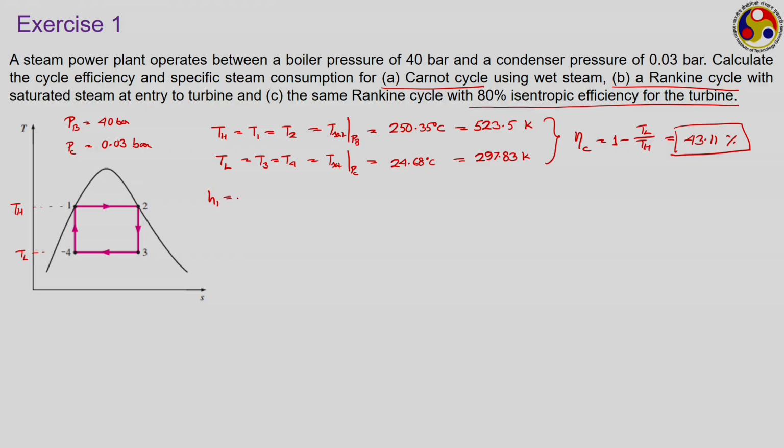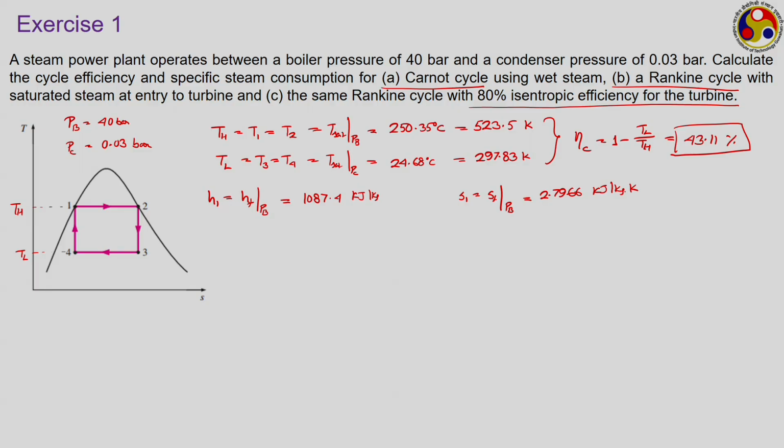H1, what will this one be? H1 is located on the saturated liquid line, so it should be Hf corresponding to the boiler pressure, and it is coming as 1087.4 kilojoule per kg. S1, the same way, is Sf corresponding to the boiler pressure, so it is coming to be 2.7966 kilojoule per kg Kelvin. Whatever data table you are using, please keep doing this parallel to me and use your own values.